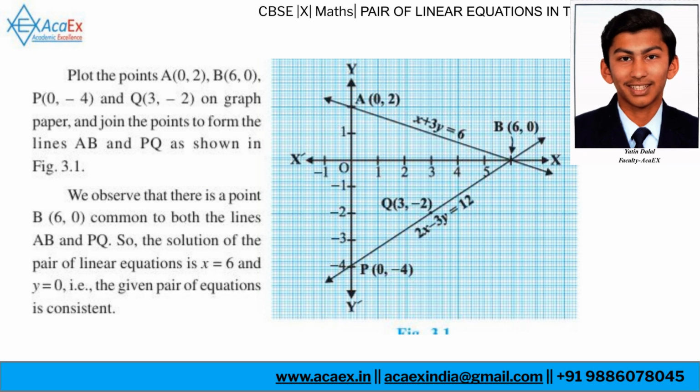When we plot these points and draw the lines, we see that they intersect at the point 6, 0. Therefore, the solution is x equals 6 and y equals 0. Since there is a solution, the pair of equations is consistent.